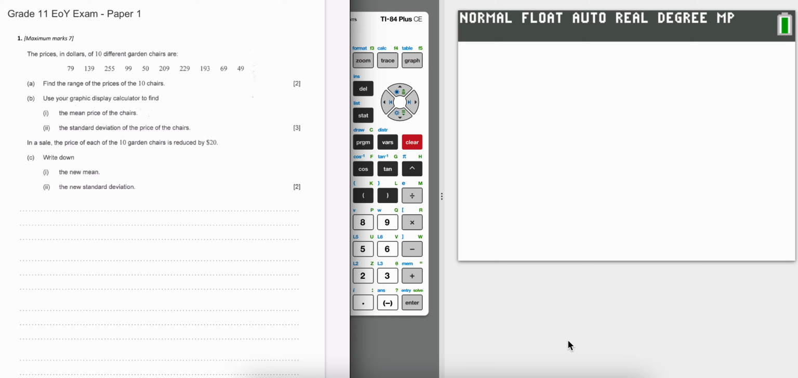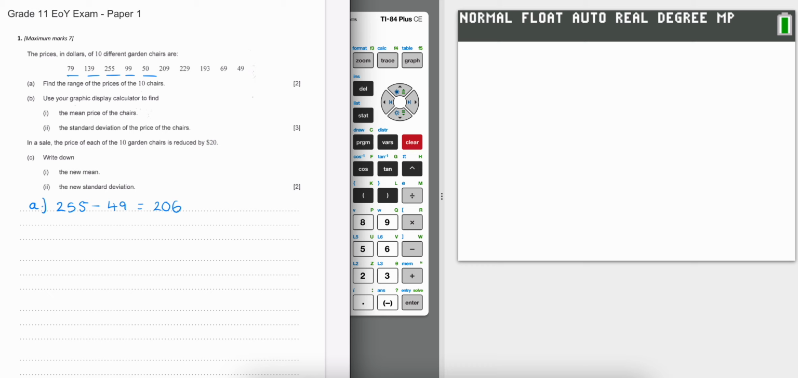In dollars of the 10 different garden chairs. So this type of data is raw data, and that means that we're given every single specific value that we're looking at. And the first thing we need to do is to find the range of prices for the 10 chairs. So the range is found by doing the largest value, and the largest value there is 255. So we're going to do 255, and we're going to subtract from that the smallest value, and the smallest value is 49. So we're going to subtract those two, and that gives me 206. So the range of the data is 206.